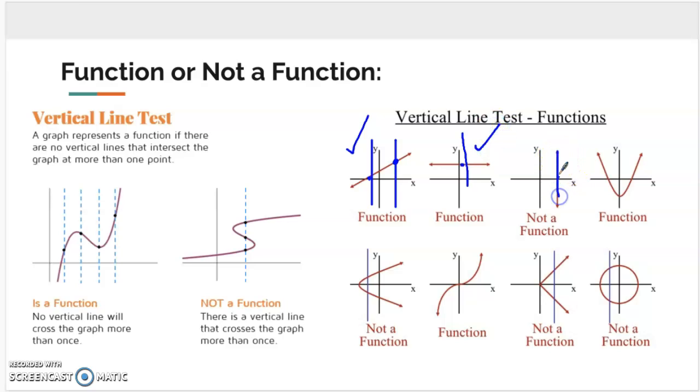I can draw a vertical line, it hits every single point on this graph, not a function. Here, if I draw this vertical line, it hits 2 spots, not a function. Yes, no, no. That is a quick synopsis of what is and isn't a function and how to describe a graph.